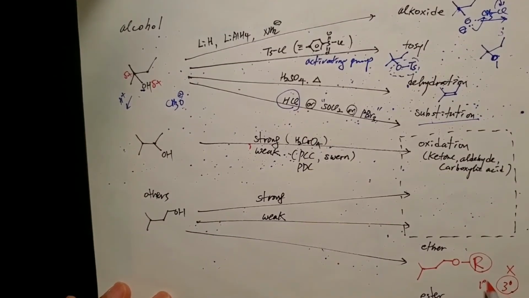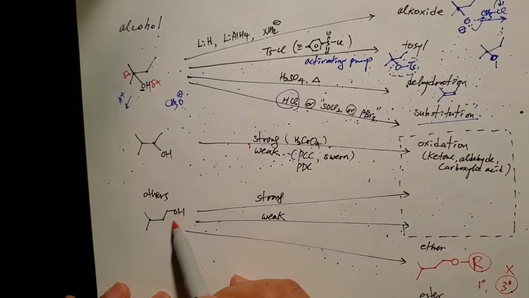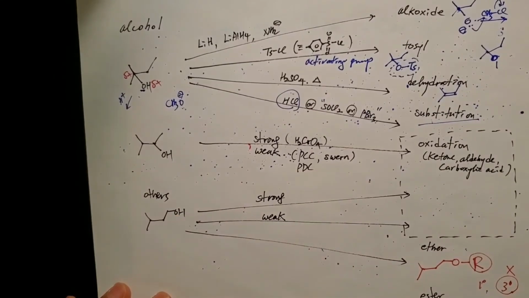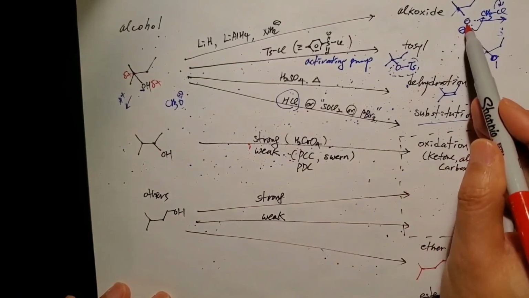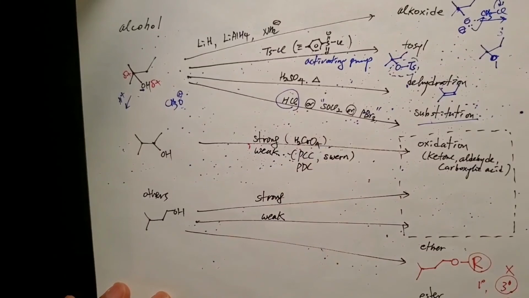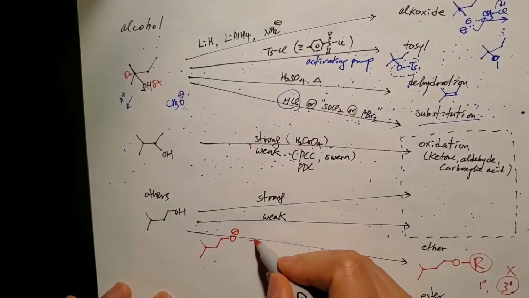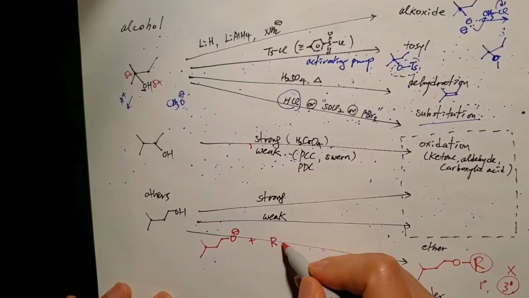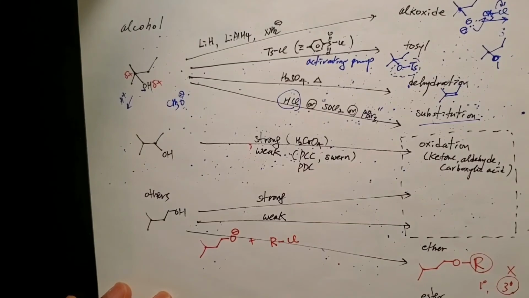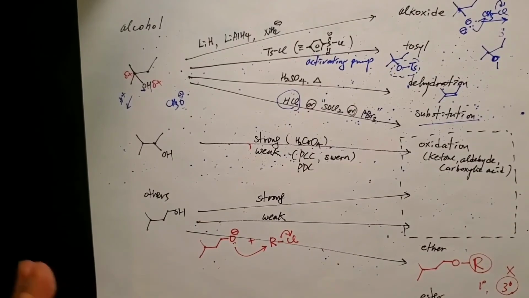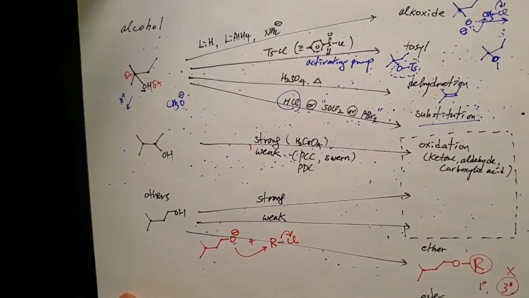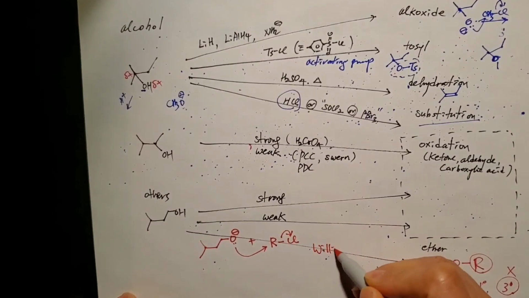Assuming this part is primary, this is straightforward, right? This as a weak acid, you can make it an alkoxide using some of these strong bases. So you get the alcohol negative. Then you can aim it at a primary alkyl halide to do SN2, and you replace the halide, and you get this asymmetrical ether. Then you have your Williamson ether synthesis.